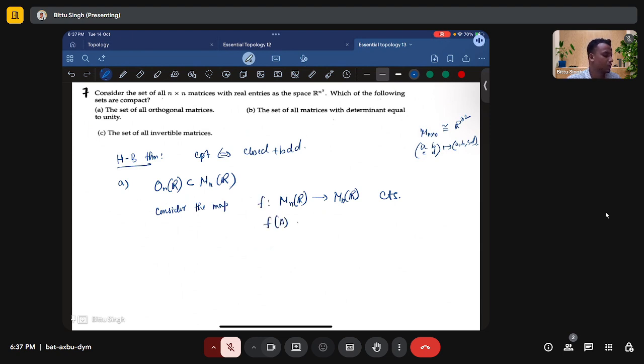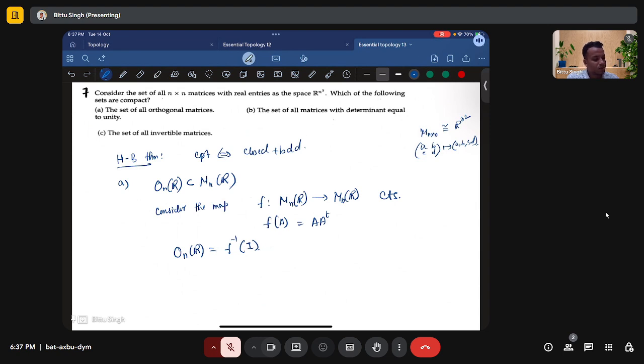F of A is the same as A times A transpose. Then this is also continuous because this is multiplication. A times A transpose is multiplication, and the ijth entry will be a polynomial of those components A, B, C, D, since there are n by n many components. So this is continuous, and note that F inverse of identity is actually the set of all orthogonal matrices, all such matrices such that A times A transpose is identity.